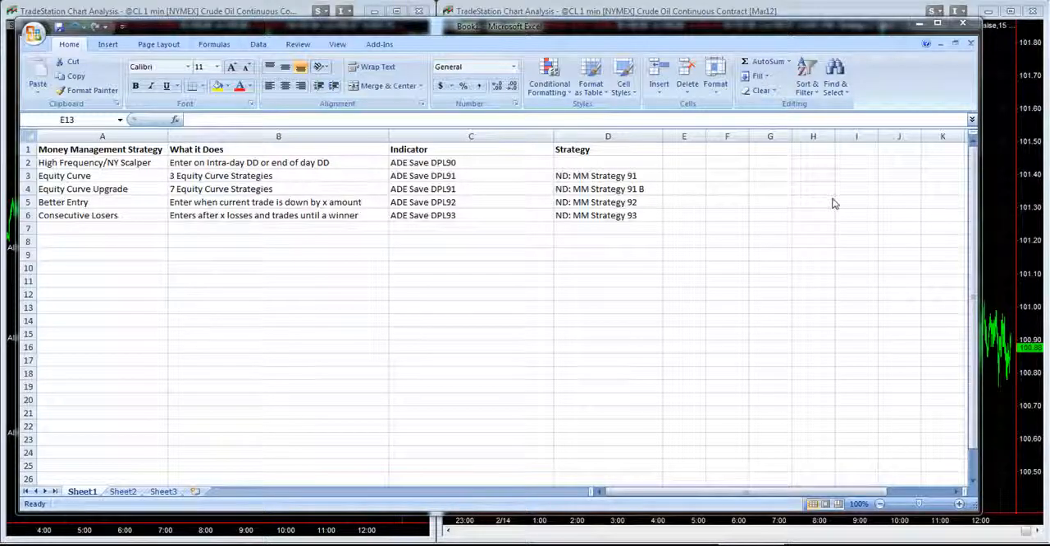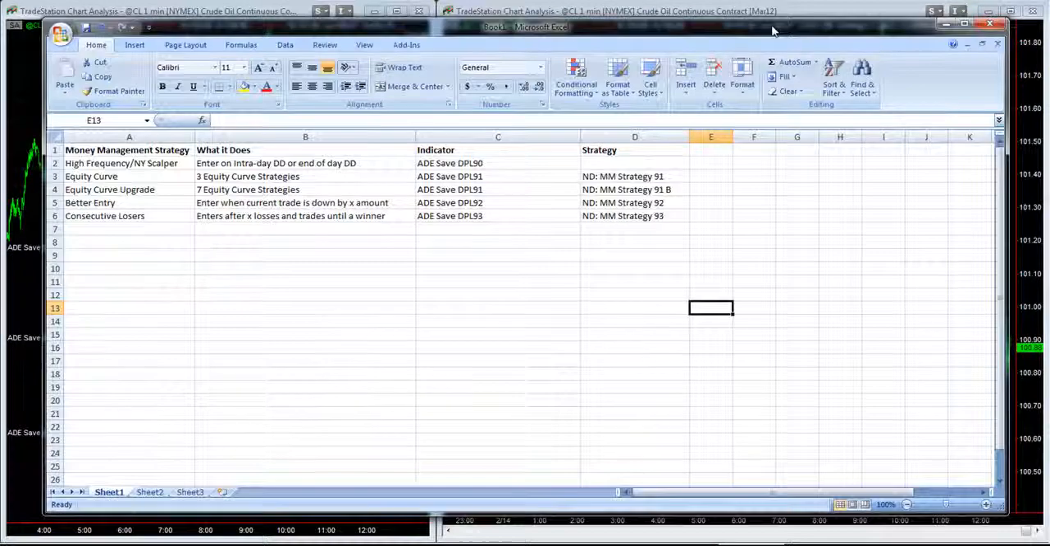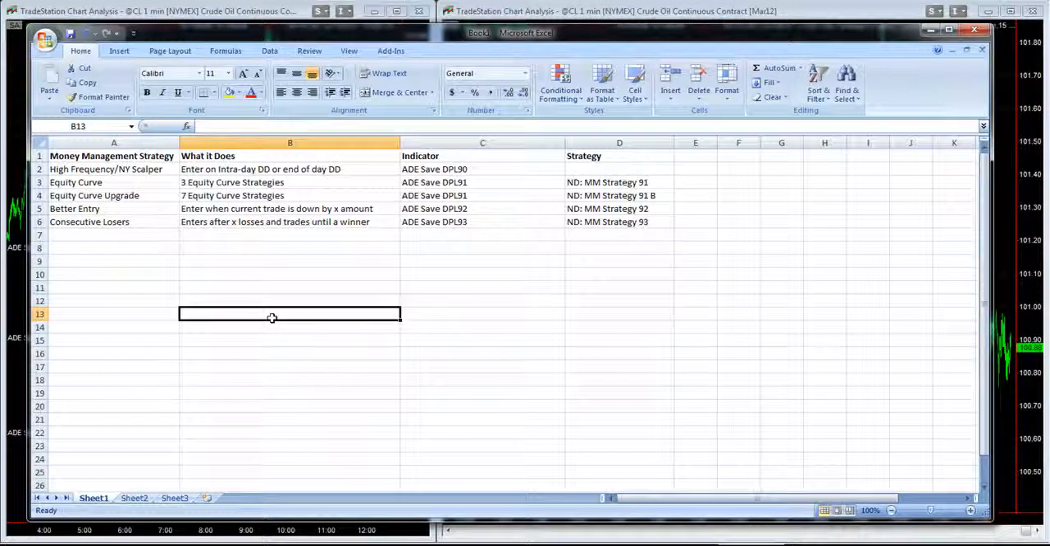Alright, I want to take a look at crude oil and the money management algorithms for crude oil, and an update to crude oil, which is the former Viper Crude. First of all, I want to explain a little bit further about the money management algorithms or strategies here. We currently have 3 of them.